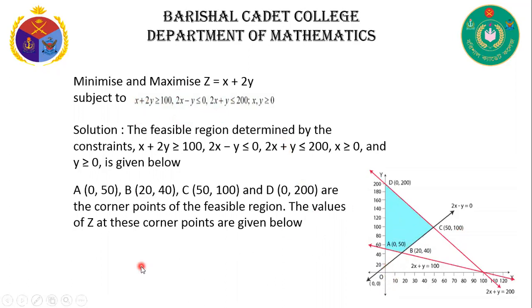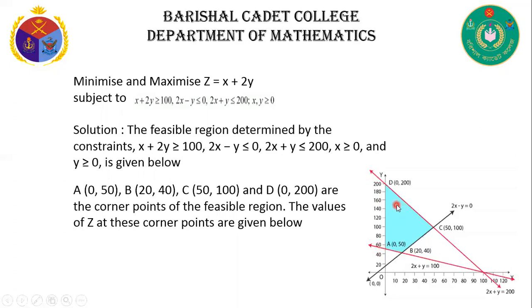And now let us try to find the feasible region. Here you see, this part satisfies all the constraints. That means all the three lines are satisfied. This line here, this line here, and these directions here.